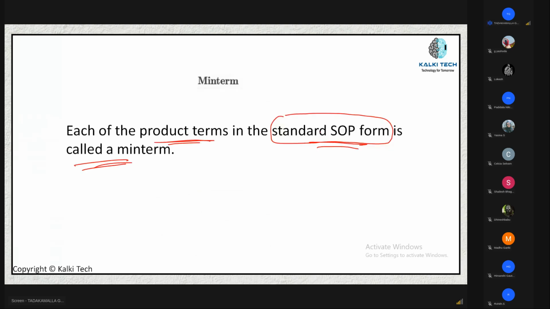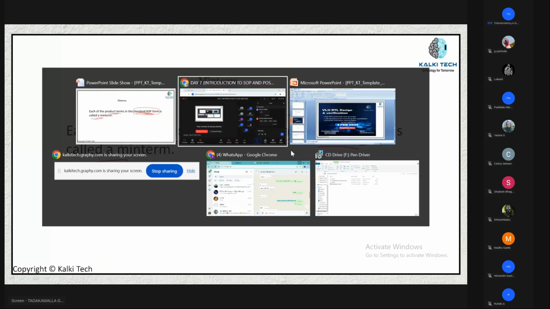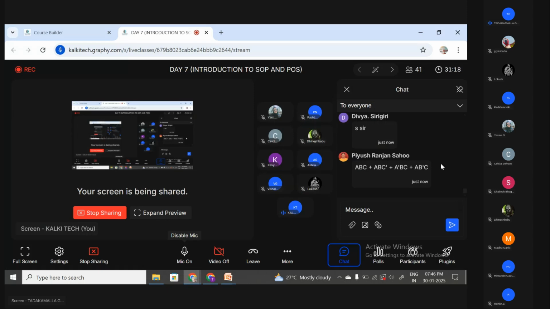Each of the product terms in the standard SOP form is called a min term. Is it clear for everyone? Yes or no? Please confirm.